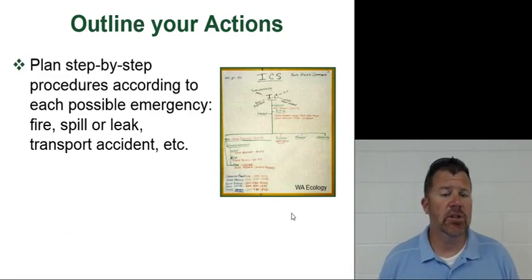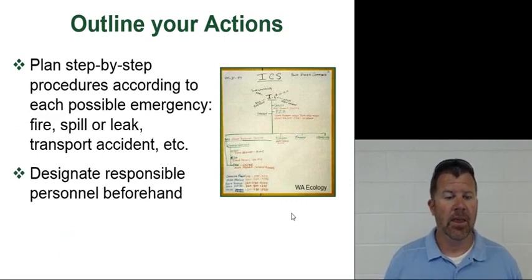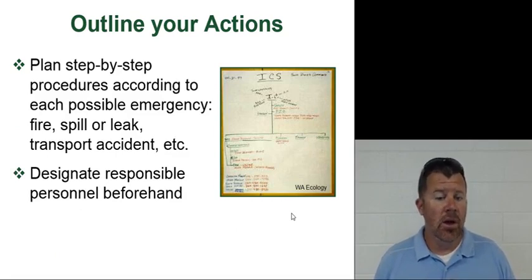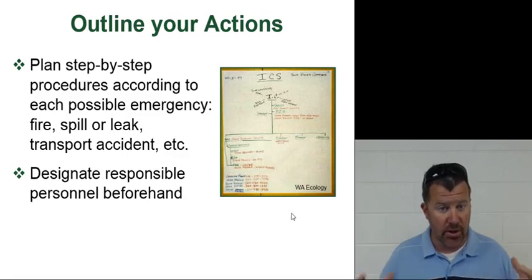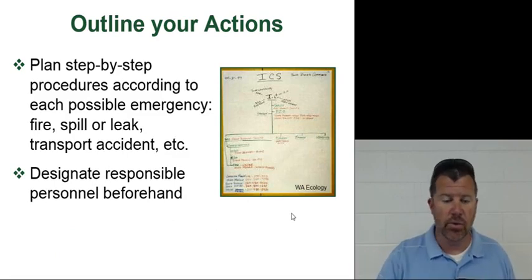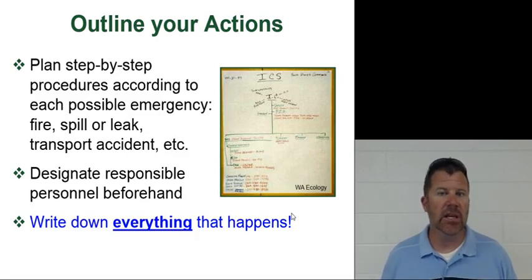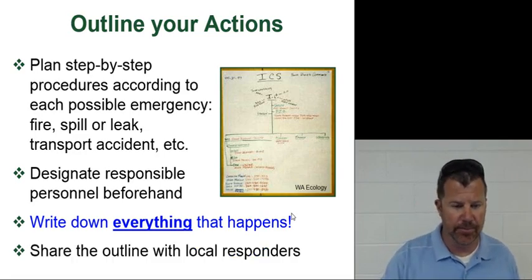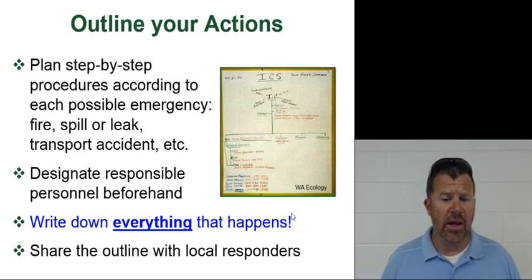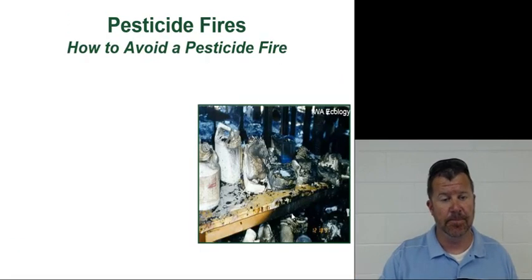Plan step-by-step procedures according to each possible emergency: fire, spill, leak, or transport accident. Designate responsible personnel beforehand. Who's going to do that? They're going to already know that's part of their job description. They're in control of taking care of this for you. And then write down everything that happens. Best thing to do is keep a little notebook with you in the truck, one in your front shirt pocket. I mean, you need to write stuff down. And share the outline with local responders again.